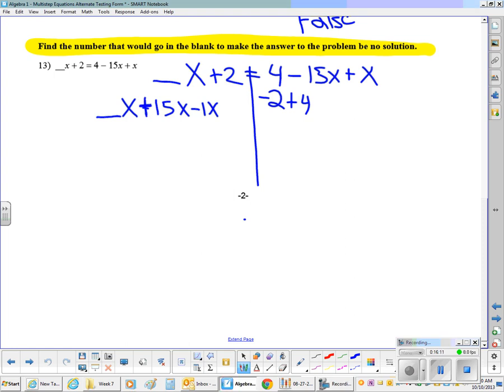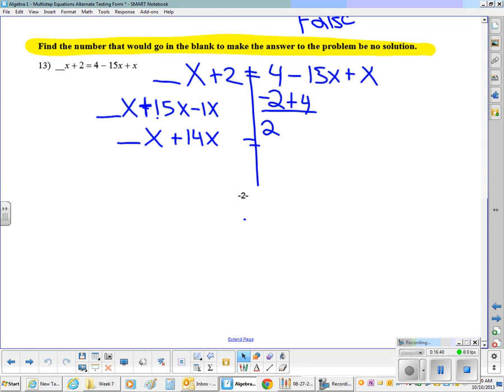Okay? And so now let's try and combine like terms here for the next step as much as we can anyway. Negative 2 and 4 gives me positive 2 on the right side. On the left side, we have 15 minus 1, which is 14. So I have blank x plus 14x equals 2.